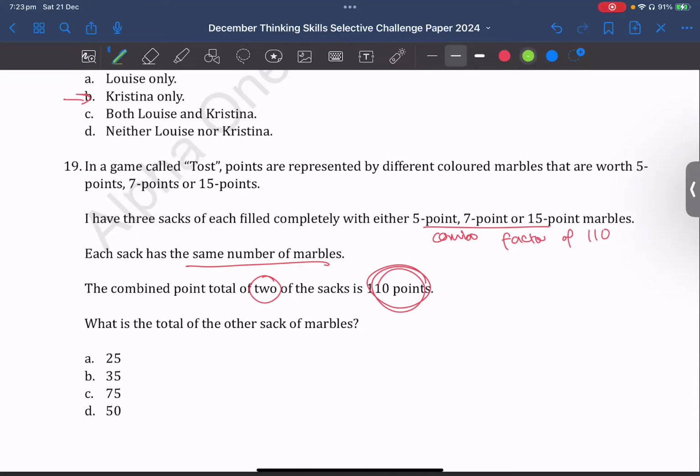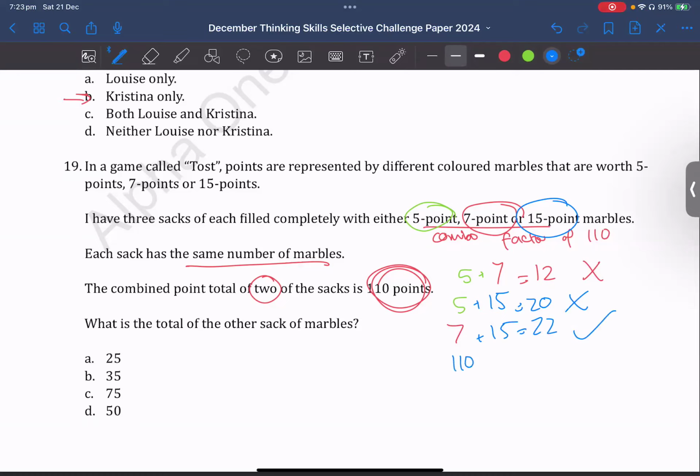So here, I'm just going to color code it: 5 point, 7 point, 15 point. So here, 5 plus 7 is equal to 12, which is not divisible. Like, 110 is not divisible by that. Moving on, 5 plus 15 is 20, which is once again not divisible. And then our last one, 7 plus 15 is 22, which is divisible, right? So 110 divided by 22 is 5 marbles per sack.